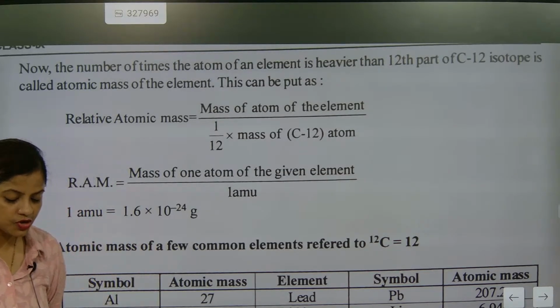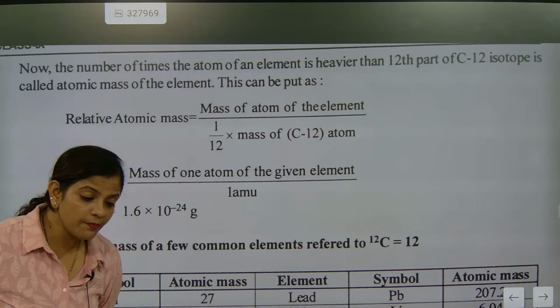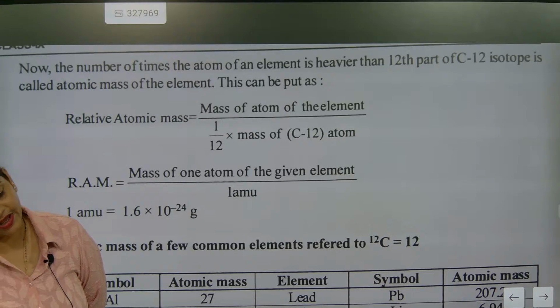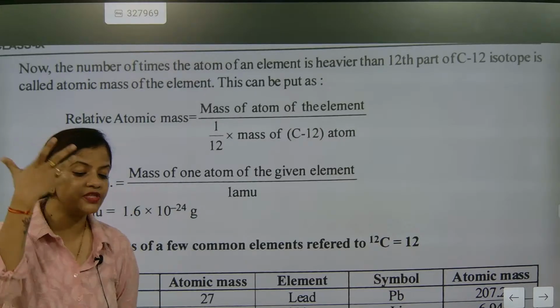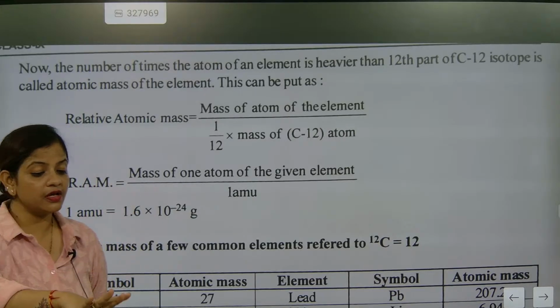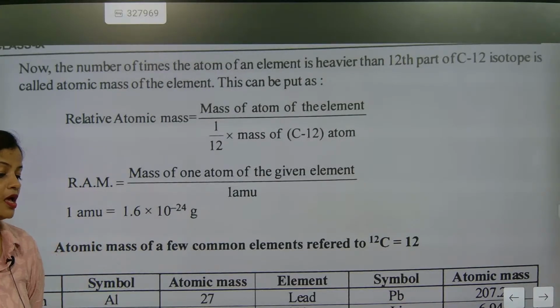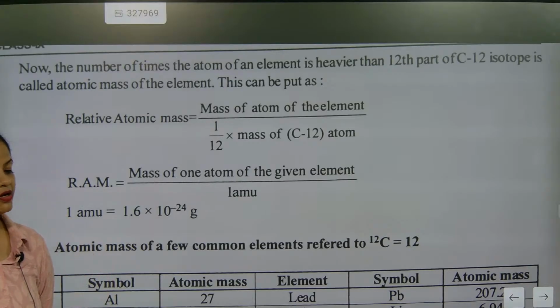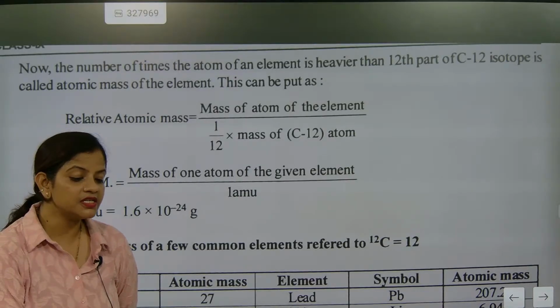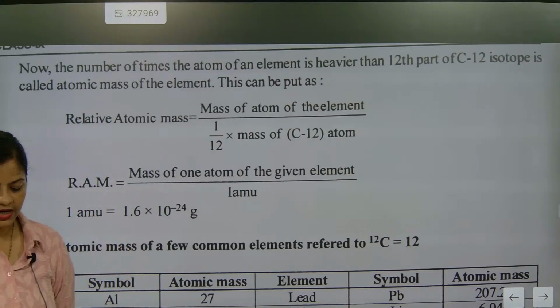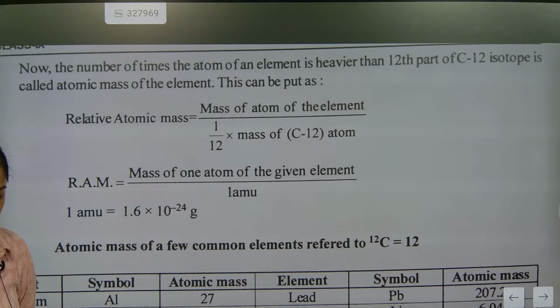I hope you have understood, beta, how to write this down. So the number of times the atom of an element is heavier than the 1/12th part of carbon 12 isotope is exactly called atomic mass. 12th part, got it? This is exactly considered as relative atomic mass.